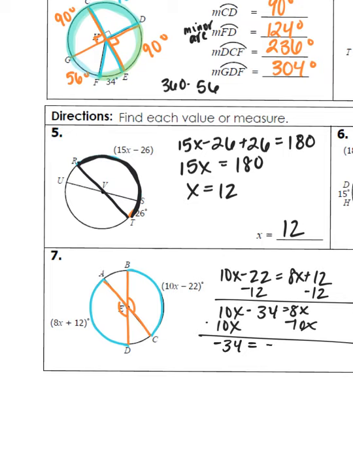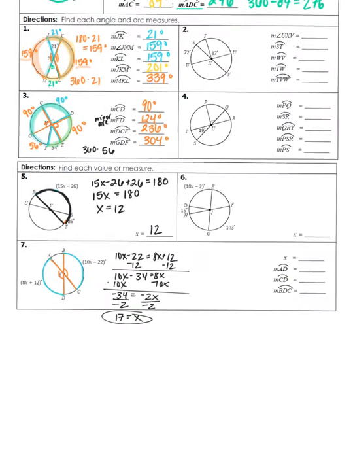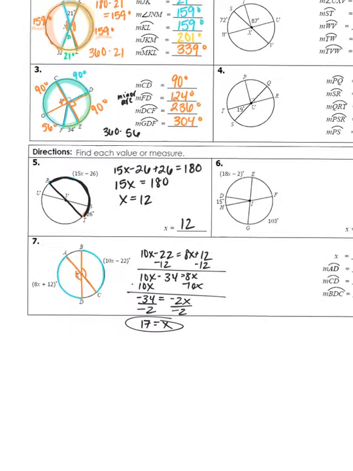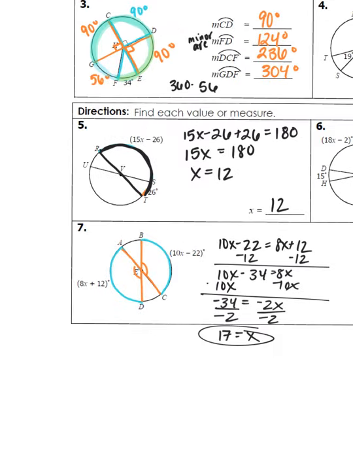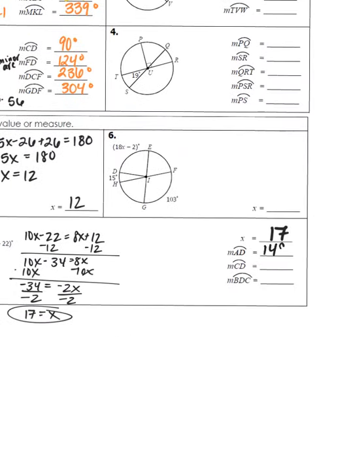Negative 34 equals negative 2x. You could have gone the other way. I'm not sure why I usually don't make negative variables, but for some reason I did. And we get x equals 17, okay? That's not our final answer though. This one is asking us for a bunch of info. So since x equals 17, we're now looking for the measure of arc AD, and I know that this is the measure of arc AD, so I can just sub that back in, 8 times 17 plus 12, and I get 148 degrees.